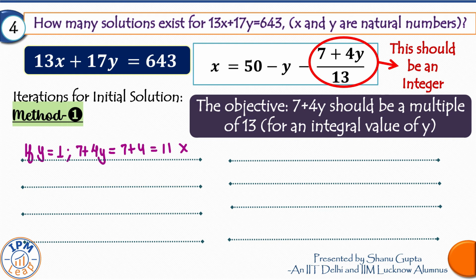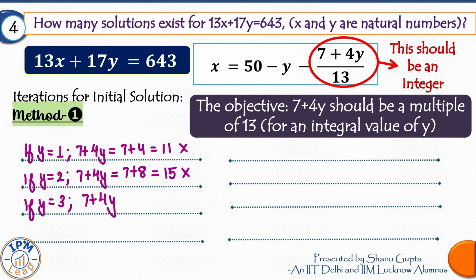So in our next iteration, we take y is equal to 2. For y is equal to 2, 7 plus 4y is equal to 7 plus 8, that is 15. Again, not a multiple of 13. Next iteration, y is equal to 3. For y is equal to 3, 7 plus 4y is equal to 7 plus 12. That is 19. Again, not a multiple of 13.